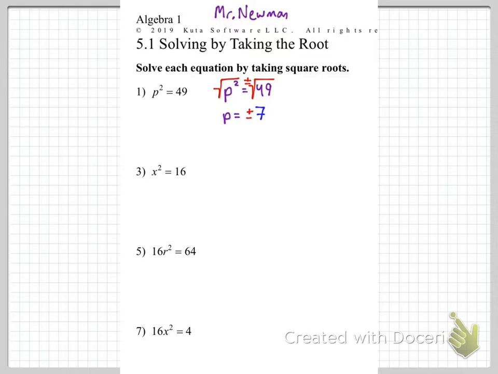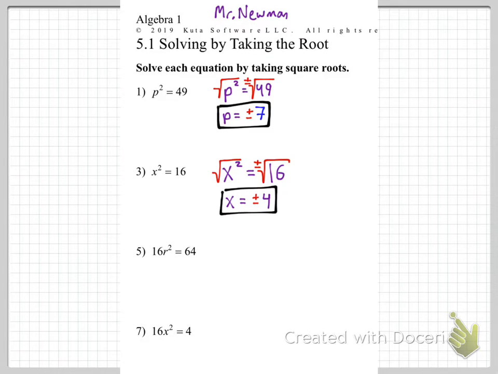Next, for number 3, x squared equals 16. So again, I'm going to write out x squared equals 16. Then, since x squared is by itself, we can take the square root of both sides. Don't forget to write the plus or minus. The square root of 16 is 4. So x equals plus or minus 4. And that's our answer. Our answers, solutions rather.